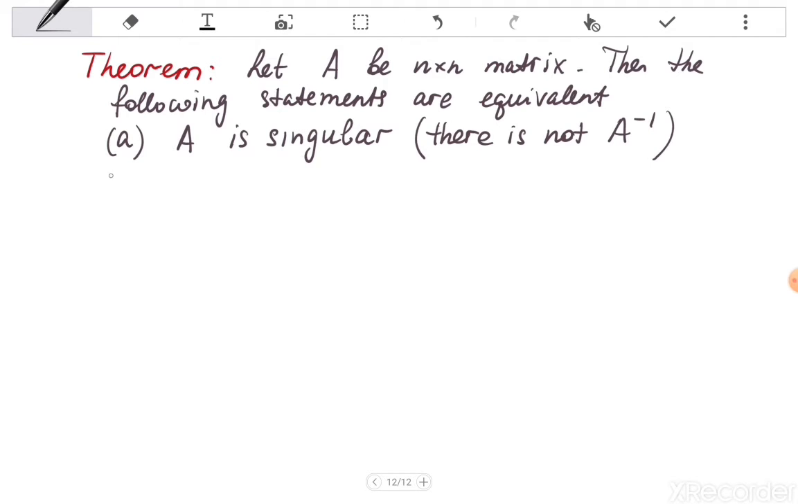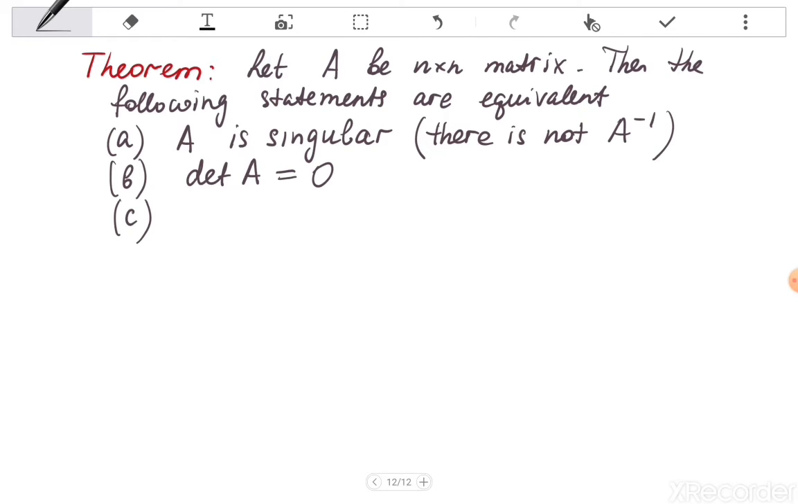The inverse does not exist. And B, the determinant of A is 0. So this too gives you the criteria for when there is an inverse for matrix A.